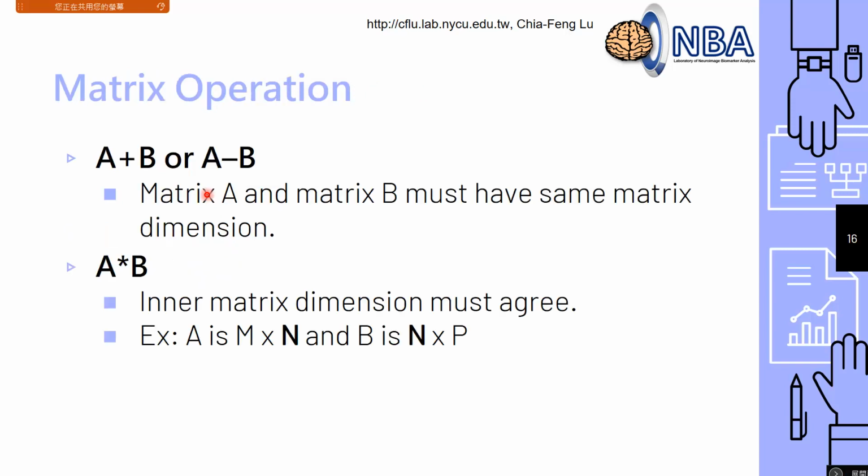So in the following, I think 2 or 3 slides, you may see so-called matrix operation. That means you can use the matrix to do some calculation. For example, A plus B or A minus B. I'm going to show you a very quick example.